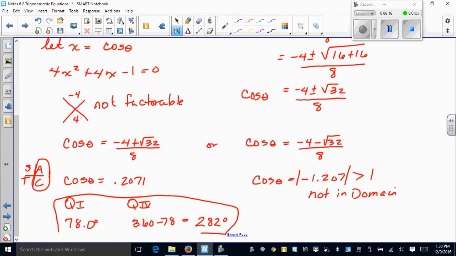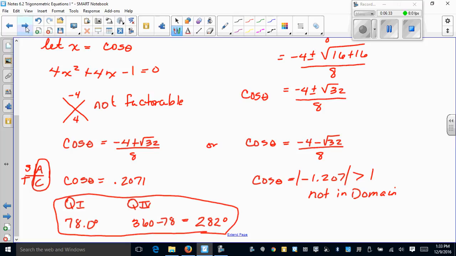Yes, you should be labeling which one comes from which quadrant to show that you've got them all, and go from there. All of these problems, I believe, except for maybe the last one, require the quadratic formula to be used.